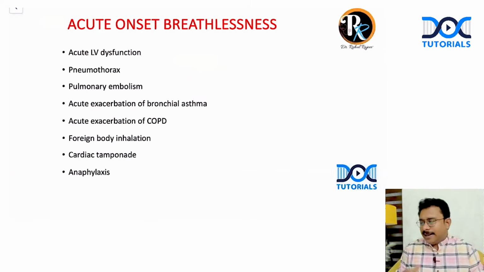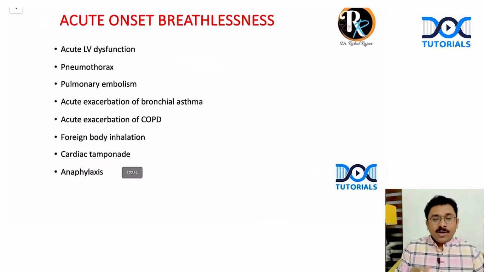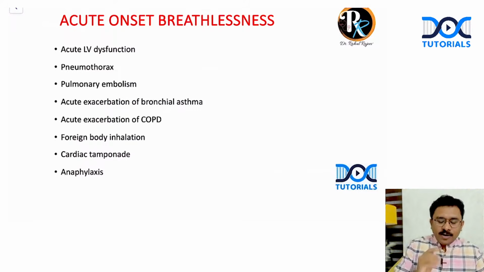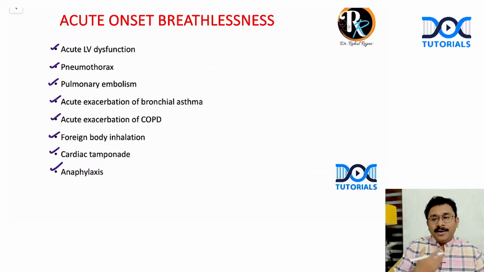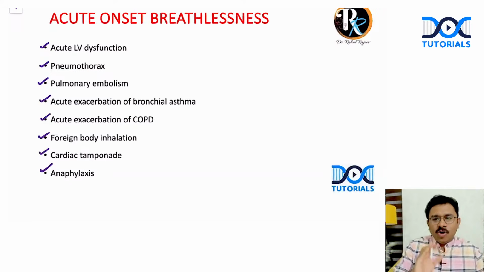Next, again, the examiner might ask you about the causes of acute breathlessness. Again, very important. This is a favorite question. The causes of acute breathlessness include acute LV dysfunction, pneumothorax, pulmonary embolism, acute exacerbation of bronchial asthma, acute exacerbation of COPD, foreign body inhalation, cardiac tamponade, and laryngeal edema, resulting even in anaphylaxis and subsequent breathlessness. This is again a common question that is asked in your Viva.